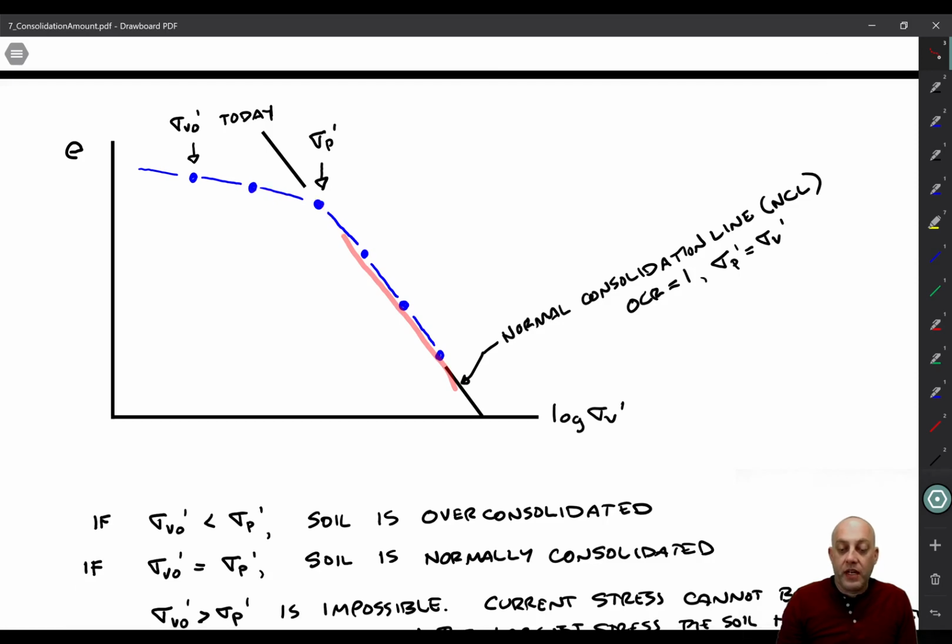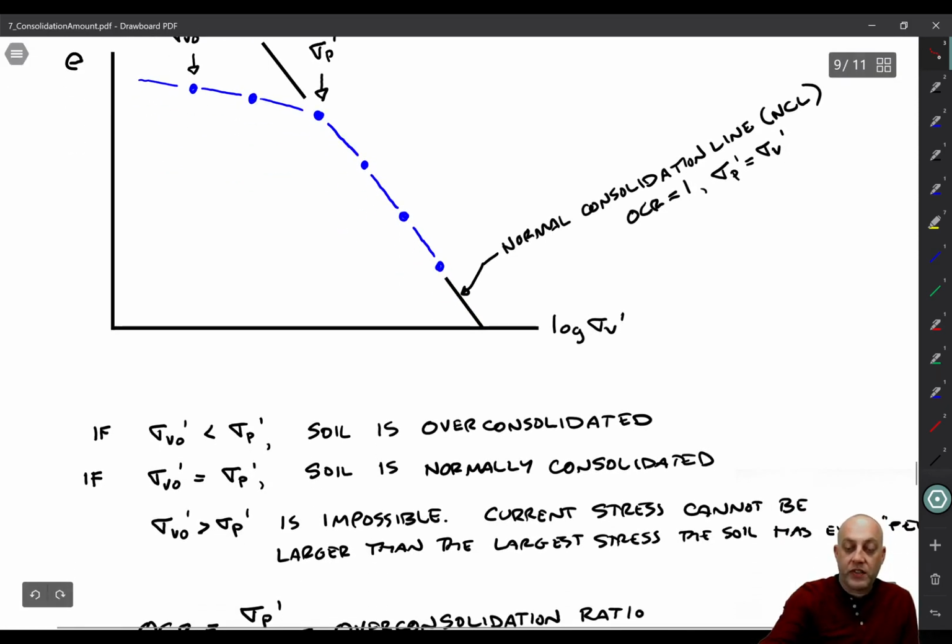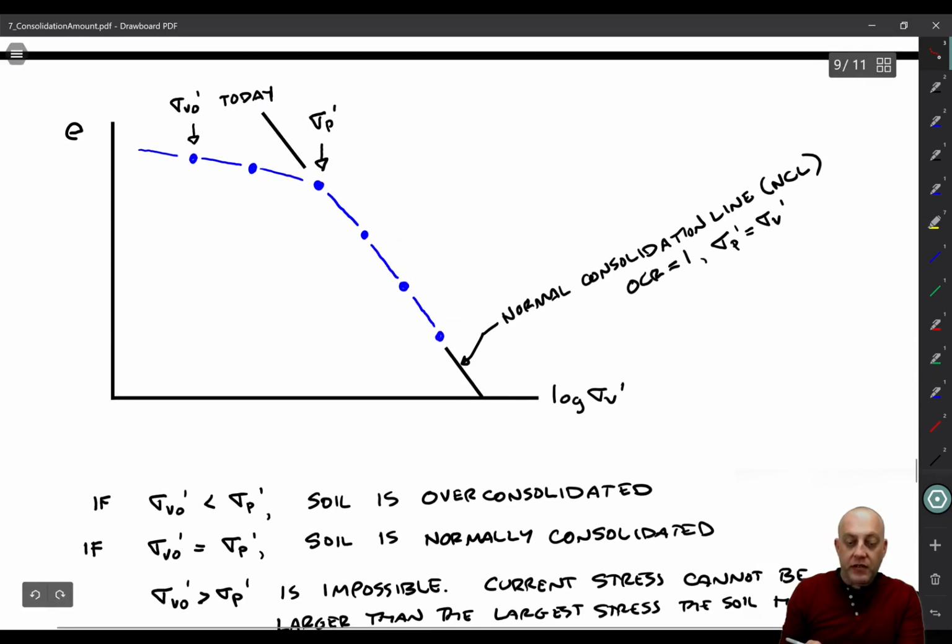Okay, now here's a couple more definitions, and then I'll come back to this normal consolidation line thing. So if sigma v naught prime is less than sigma p prime, we say that the soil is overconsolidated. That means that it's experienced a bigger pressure in the past than what it's feeling right now. And let's take a look at what that means in terms of void ratio change. So let's say that we're starting here. We are having sigma v naught prime less than sigma p prime, so we're overconsolidated. It means that the slope that we go along until we reach the maximum past pressure is going to be the C sub r line.